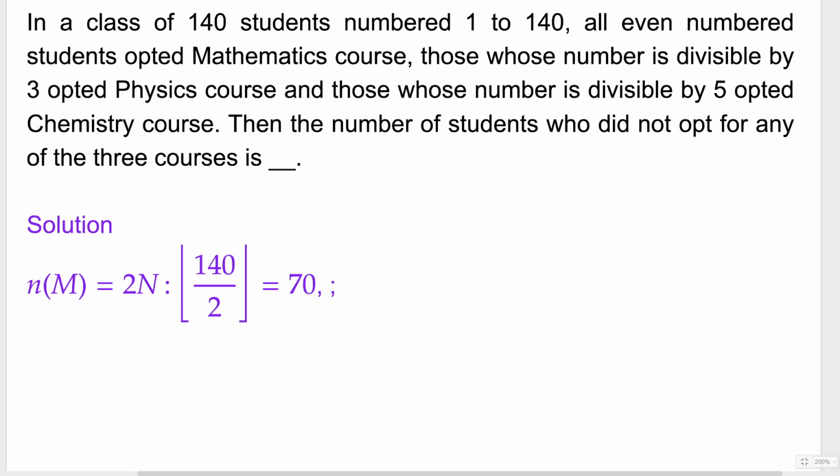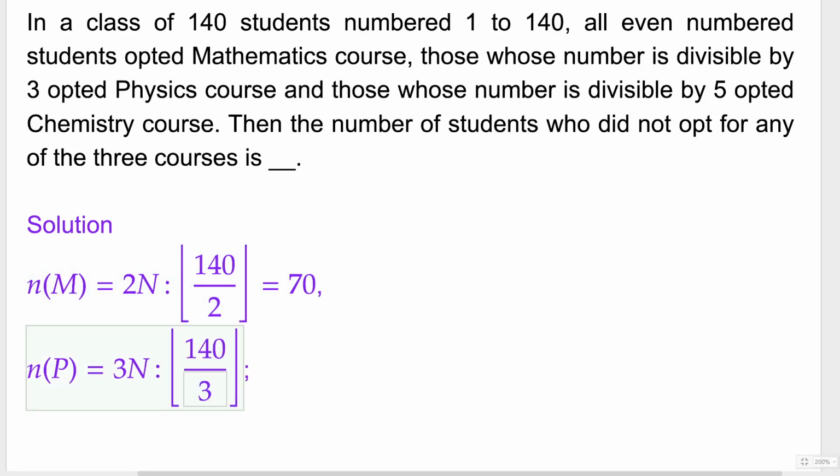In a similar manner, I can compute the number of students for physics. P represents the set for physics, the students whose number is divisible by 3. I'll represent this as 3n. For this, we can write 140 divided by 3, and if I perform floor division, that results in 46.